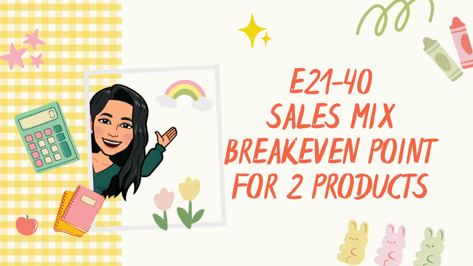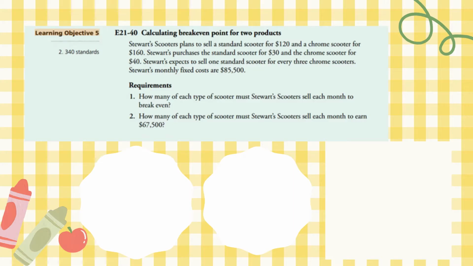Exercise 21-40, sales mix, break-even point for two products. So in this question, we're going to find the break-even point in units, but we are going to have more than one product. So let's read the question.